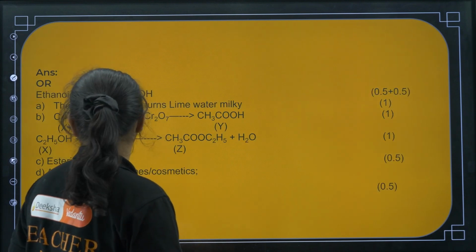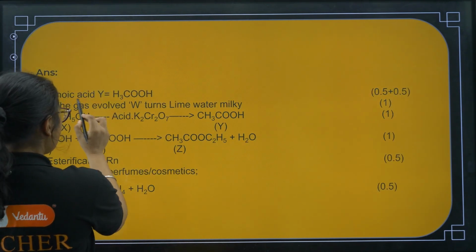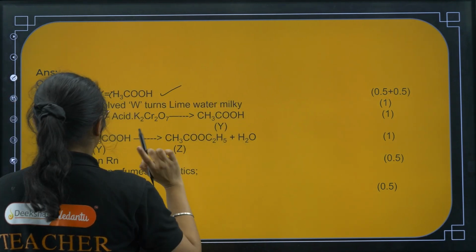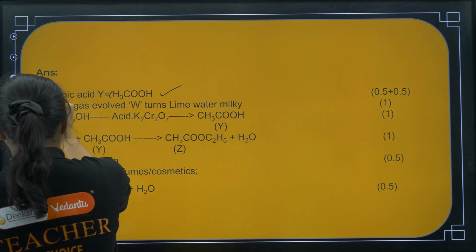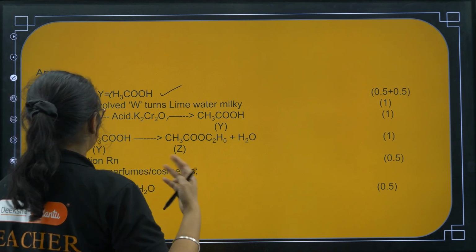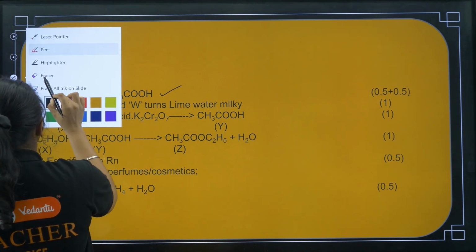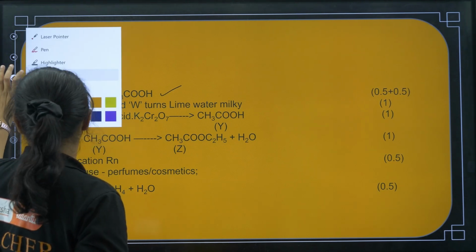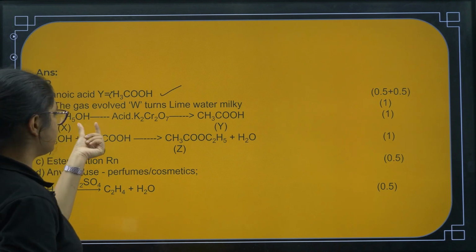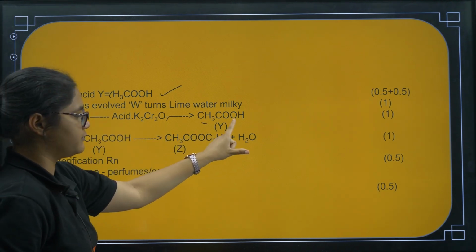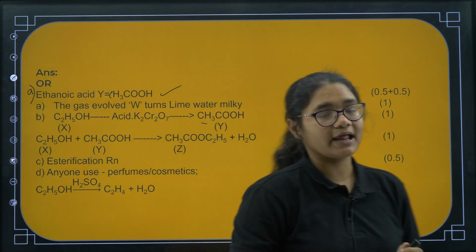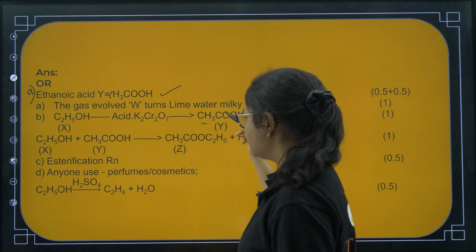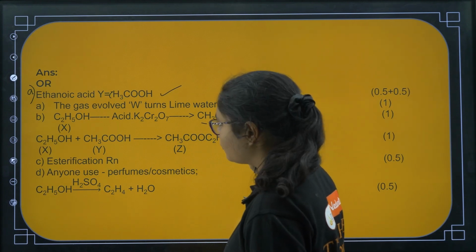Very simple question. Let us see the first one. So here ethanoic acid and the formula is CH3COOH. So this will give you half of 1 mark. Okay. Next, this is your A. Next, B was to write the reaction, the reaction part. C2H5OH with acidified K2Cr2O7 will give you CH3COOH, and then C2H5OH and CH3COOH will react with each other to give you an ester. So these two reactions will give you half 1 mark.